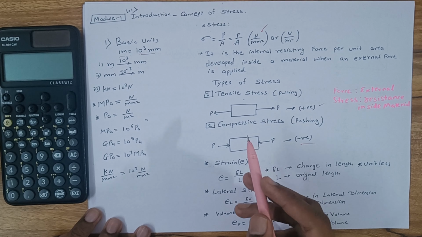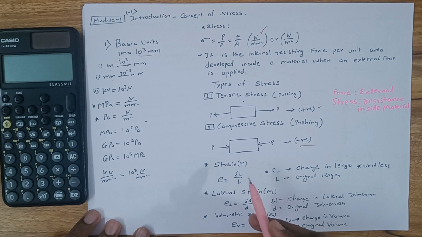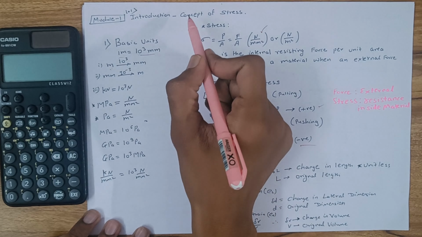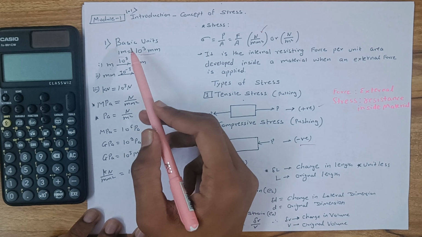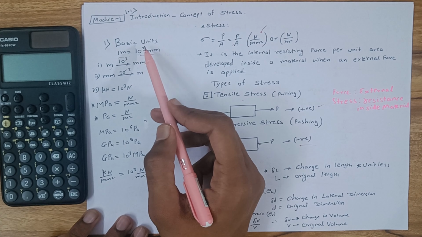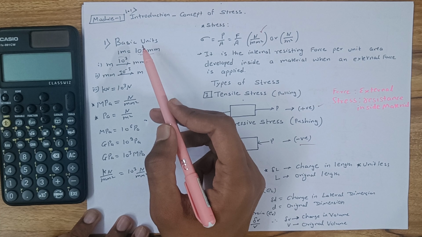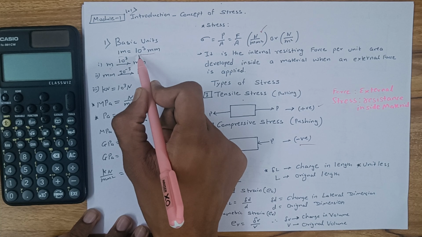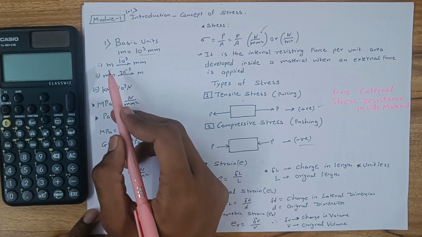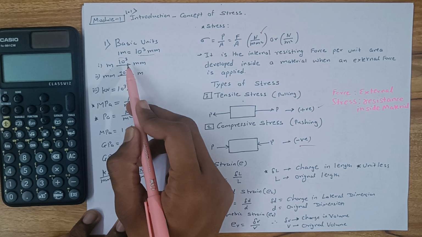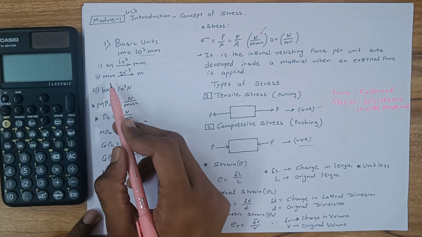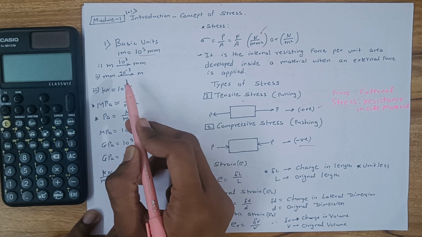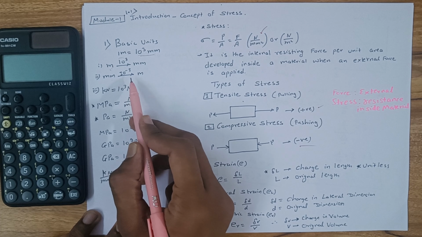We are starting with the first module of strength of materials, which is an introduction to the concept of stresses. Before going to the content of this module, we should know some basic units. 1 meter is equal to 10 raised to 3 mm. If we have to convert meter to mm, we have to multiply the meter by 10 raised to 3. If we have to convert mm to meter, we have to multiply it by 10 raised to minus 3.